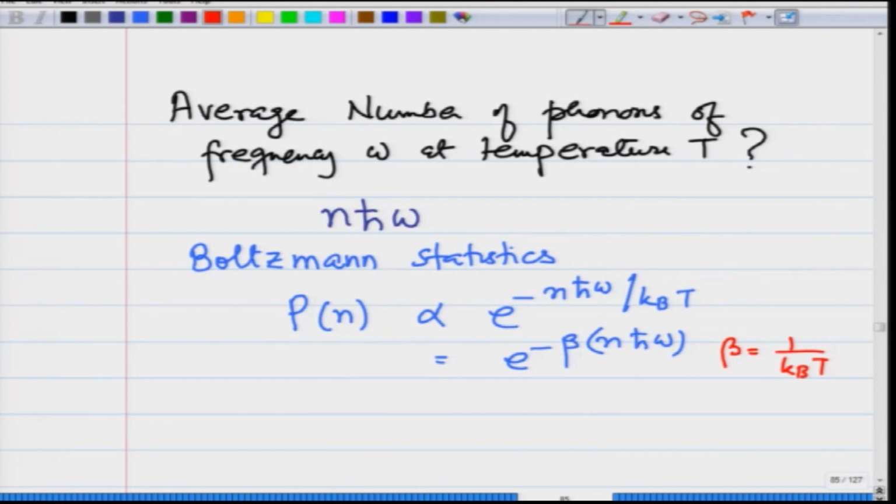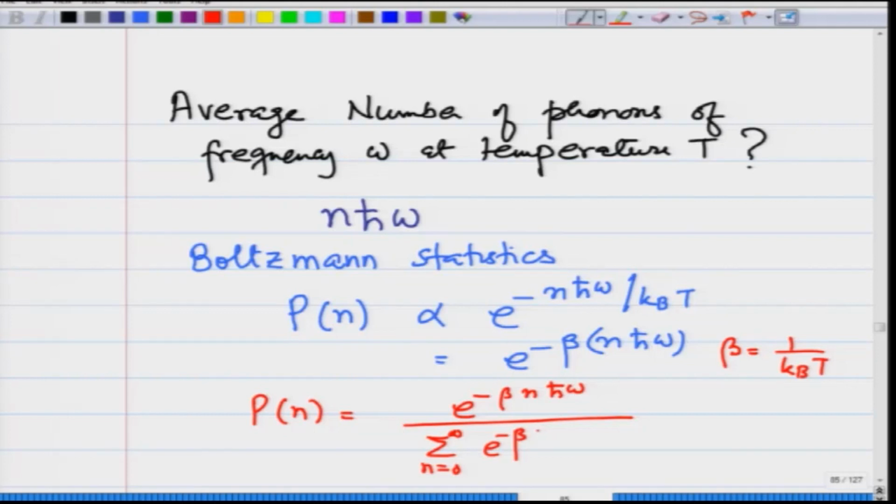Since probability is normalized, the probability function will be given as e raised to minus beta n h cross omega divided by the sum over n equals 0 to infinity, because I could have any number n, it could be 0 or infinity, of e raised to minus beta n h cross omega. This is a normalized probability, because if I again sum it over all n's, it gives me 1. So, having any number n, the probability is 1, and therefore, this is normalized.